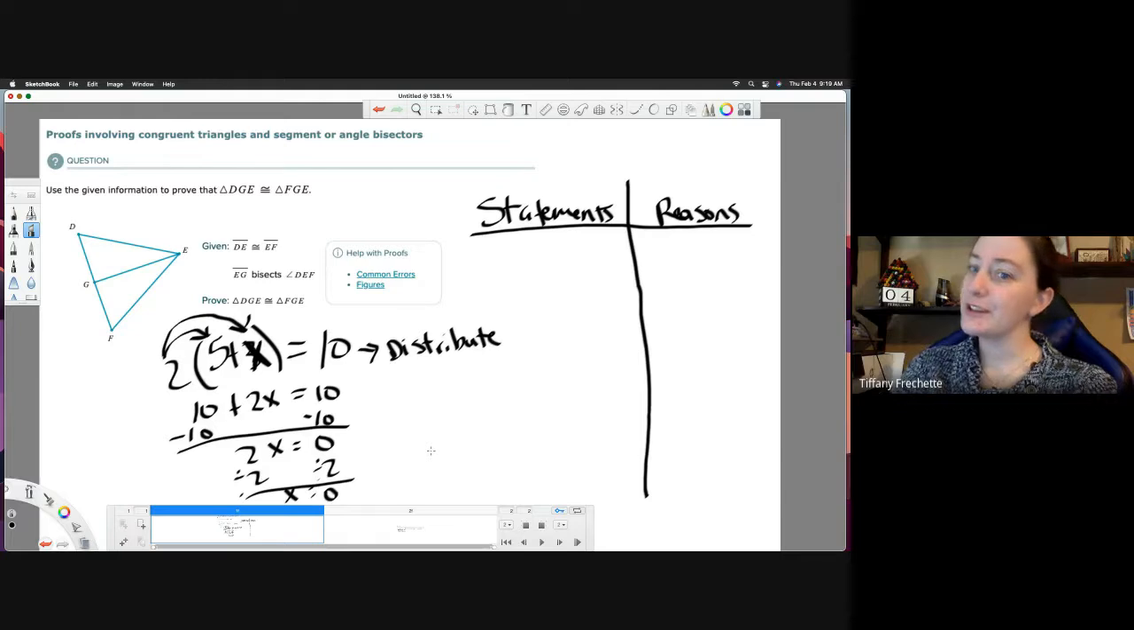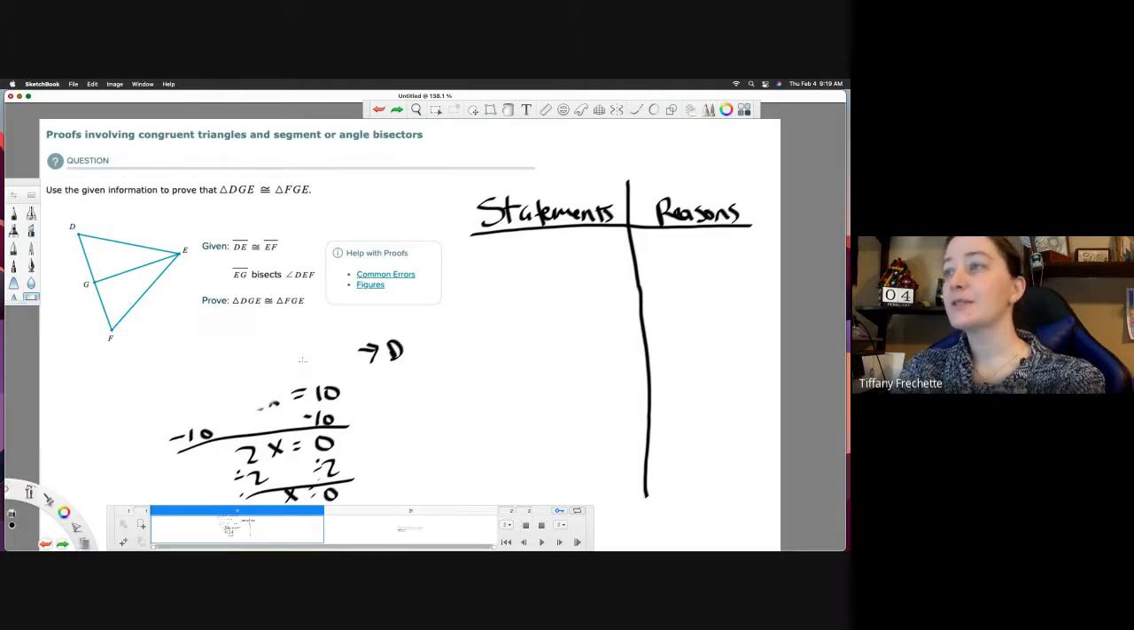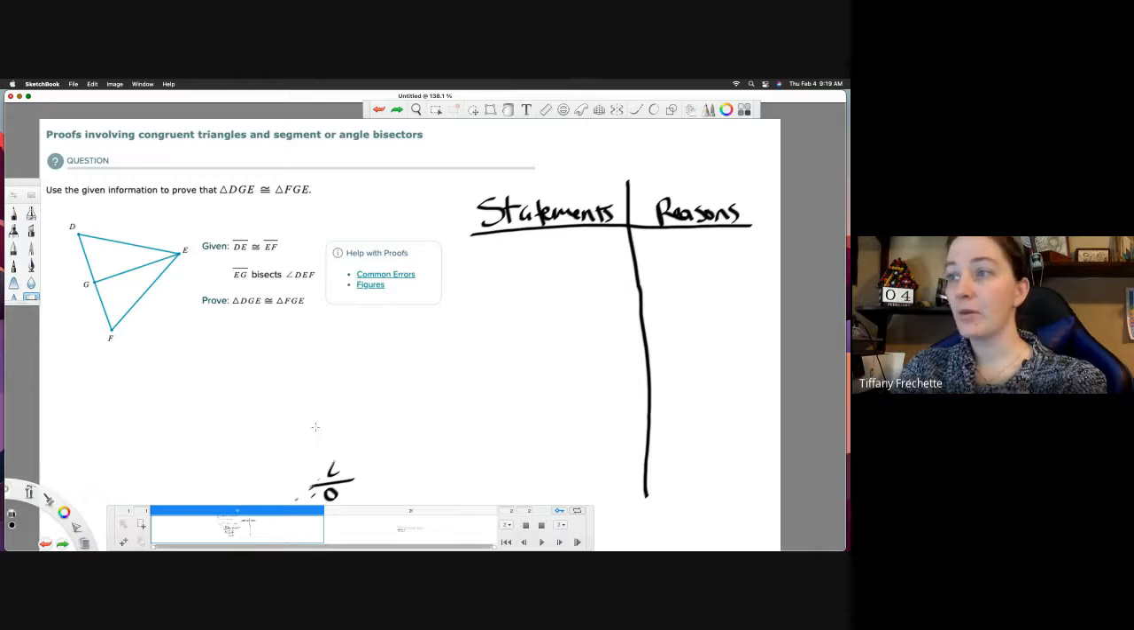Usually your very first reason is going to be given. It was given to me. So usually we'd have the equation just written out at the top without anything done to it, and that's given. It's just exactly what I was given here. I'm going to erase all this. So again, that was all just examples. We're not working that problem out. Hopefully that wasn't confusing. I just want to make sure you understand what statements and reasons mean.